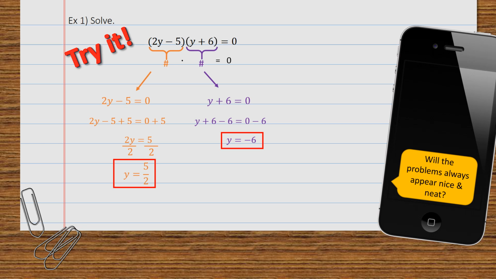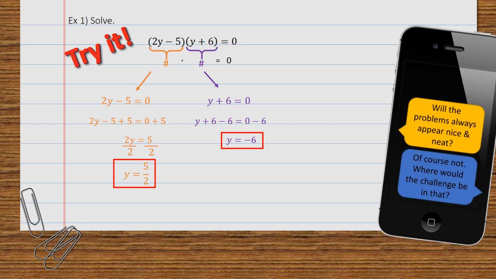Do you think the problems will always appear so nice and neat? Of course not. Where would the challenge be in that?